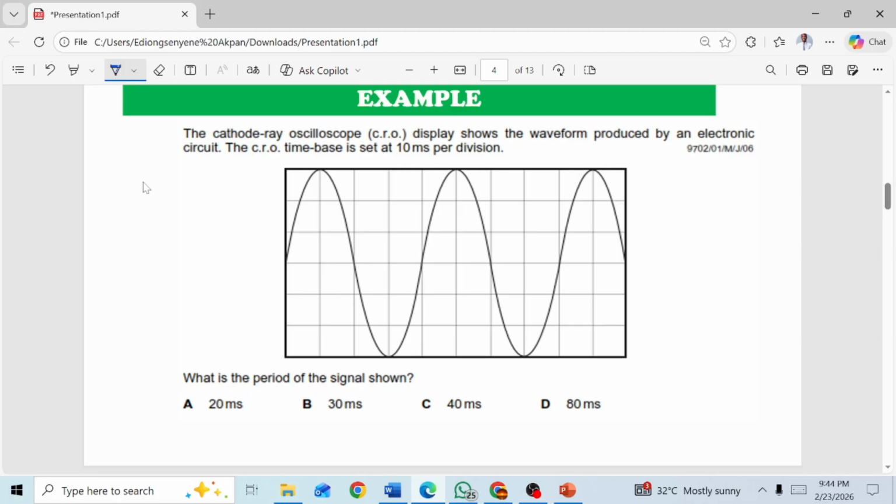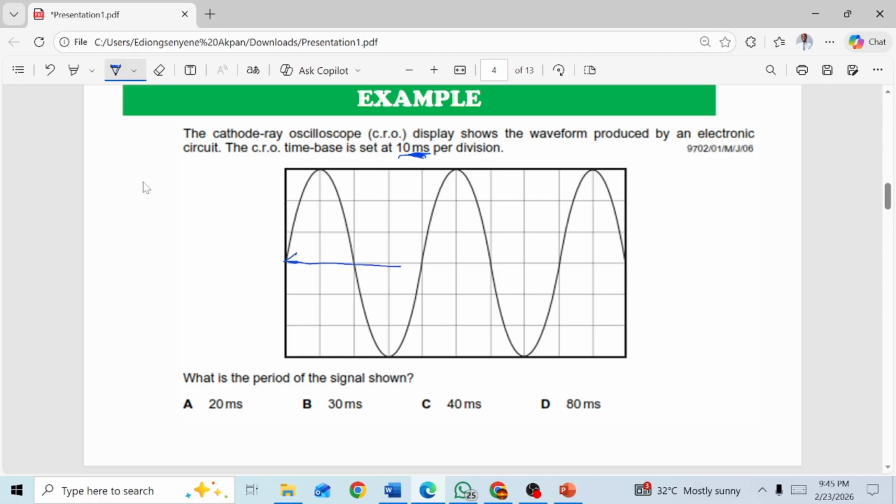The question says a cathode ray oscilloscope display shows the waveform produced by an electronic circuit. The CRO time base is set at 10 ms per division. This is another thing to draw your attention to. Some students will look at ms and say 10 meter second, which is not true. That is 10 milliseconds. The question is, what is the period of the signal shown?